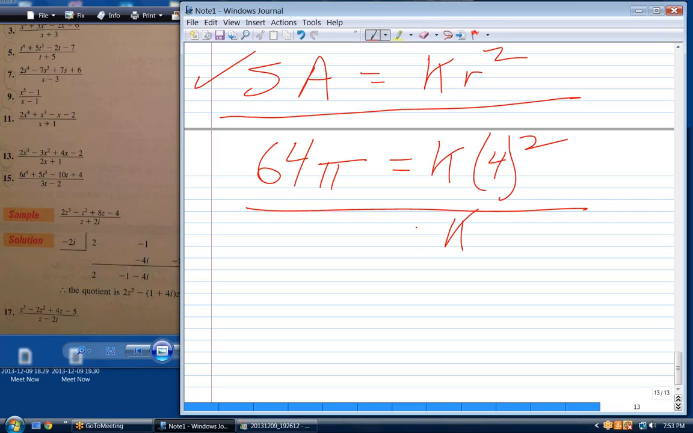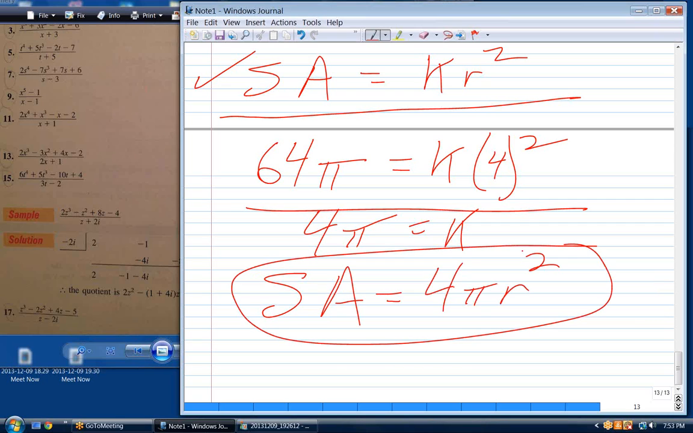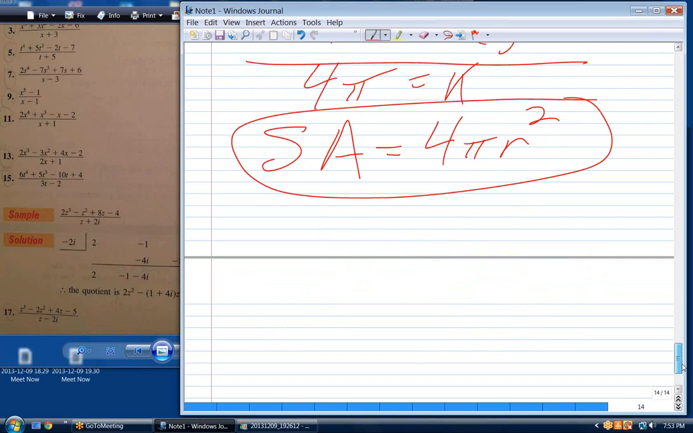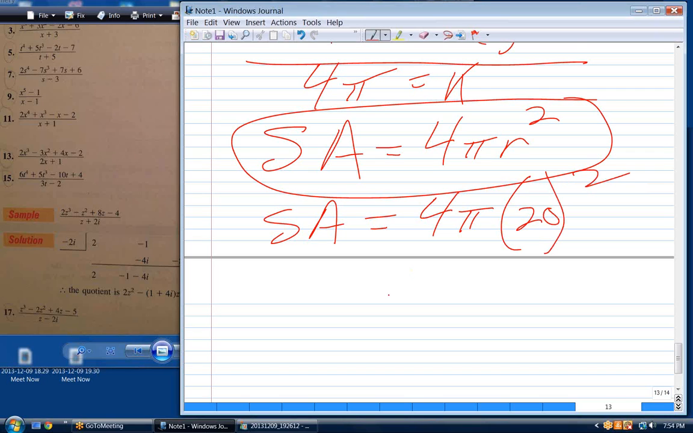K is equal to 4 pi. So the specific equation for this problem is surface area equals 4 pi r squared. There is the specific equation. So now when they say, what is the surface area of a beach ball that has 20 centimeters, I can just plug that in. I know what K is now, so I plug in the 20, and I get 1,600 pi centimeters squared.